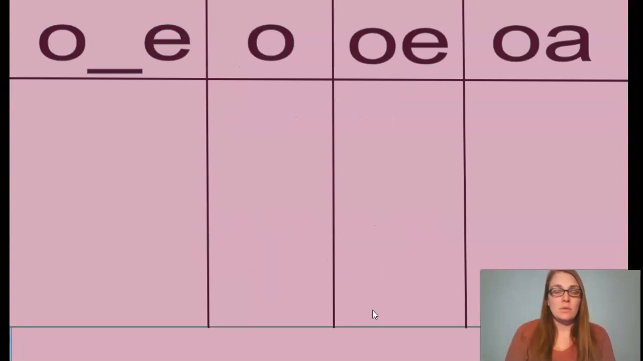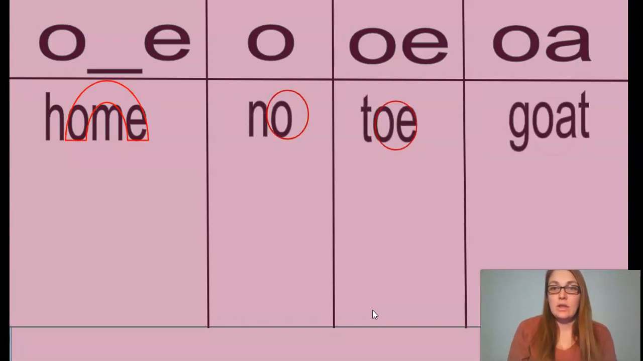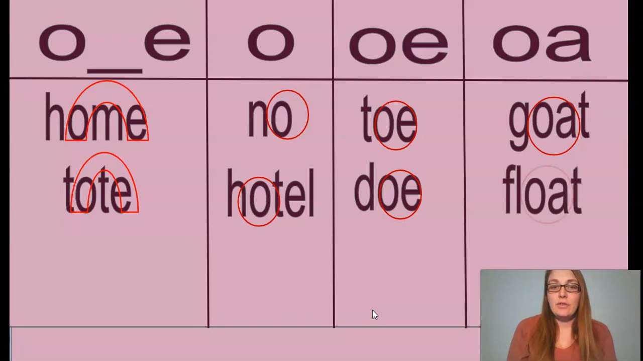There's 4 different ways that we're going to talk about to make the O sound. O space E, just like the A space E we just finished, single O, O-E, and O-A. Notice O-E and O-A, those partners are together making the O sound, whereas O space E, they're separated, but still working together to make the single sound. So we have home, no, toe, and goat, tote, hotel, doe, meaning like a female deer, and float.